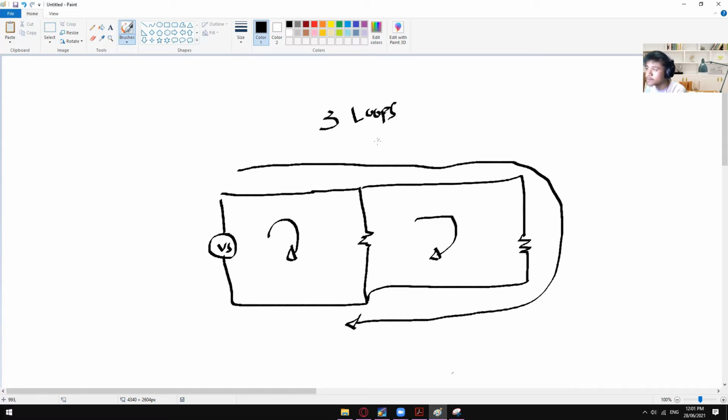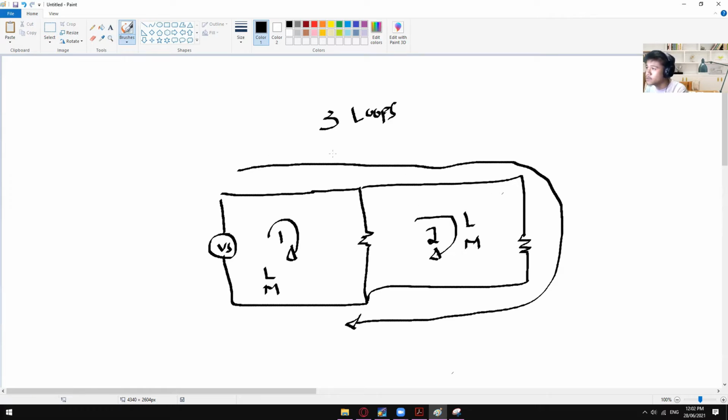For the mesh, we can also call this one a mesh. That is actually the correct definition if it doesn't have a loop inside. So this is your first loop and also your first mesh. I'll call this one L and then M, so a loop and a mesh at the same time. This is your second loop, and this is also your mesh at the same time.